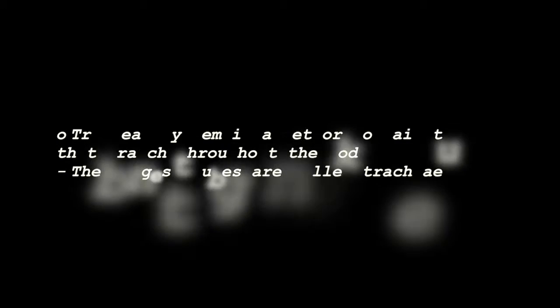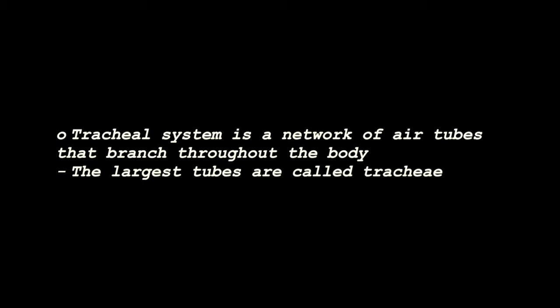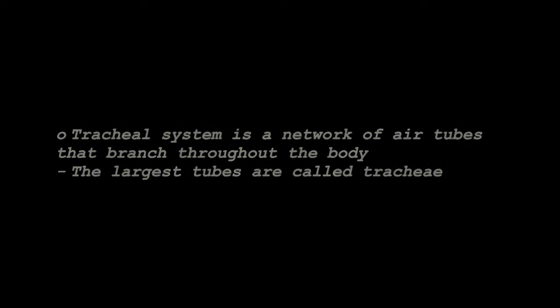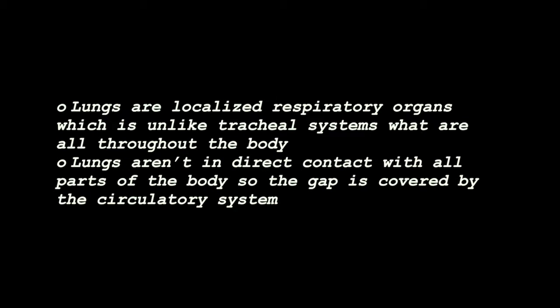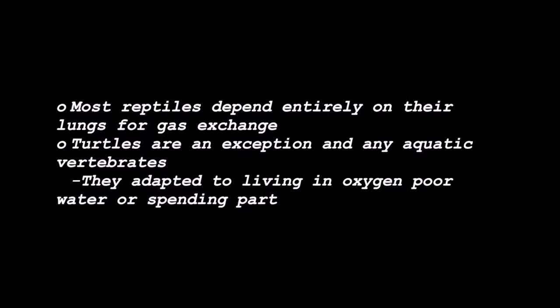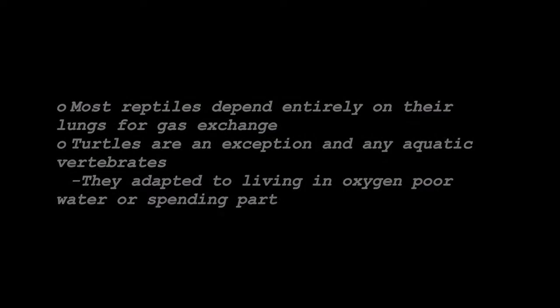The tracheal system is a network of air tubes that branch throughout the body. The largest tubes are called the tracheae. Body movement of the insects expands and collapses the air tubes. Unlike the tracheal system in insects, lungs are localized. The circulatory system helps get the oxygen from the lungs to the whole body. Most reptiles rely on their lungs for gas exchange. Turtles are the exception because they can breathe in water and out of water.